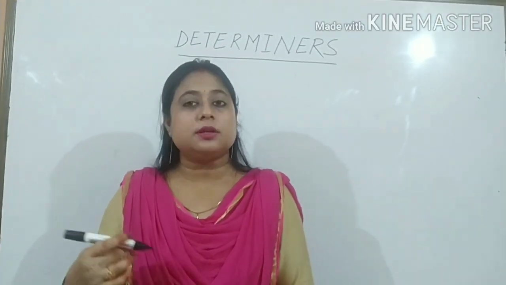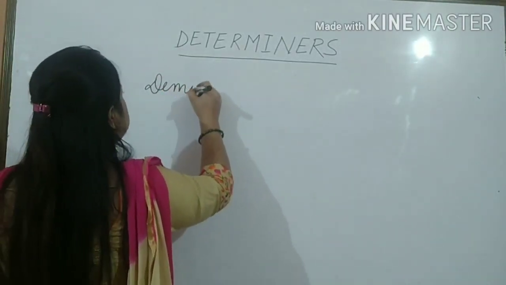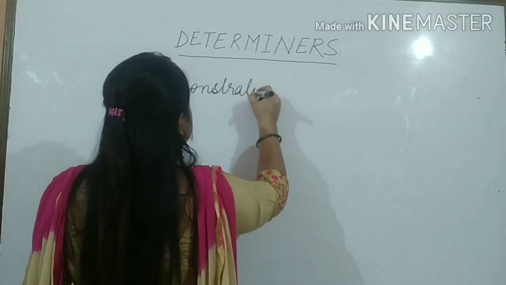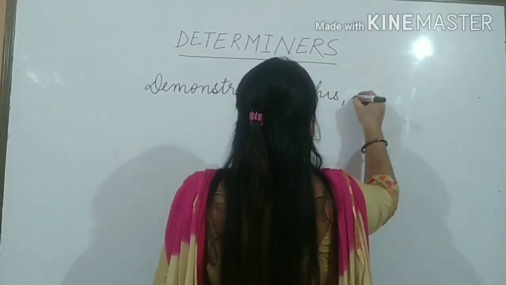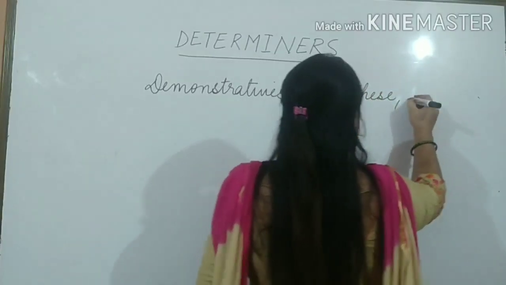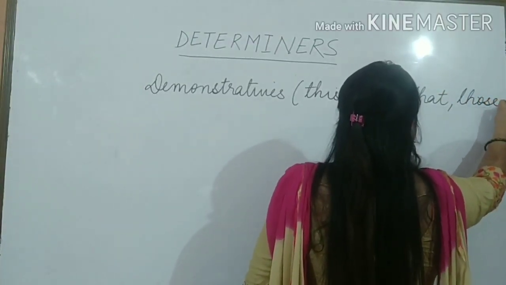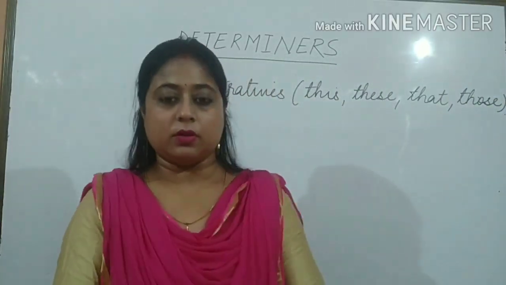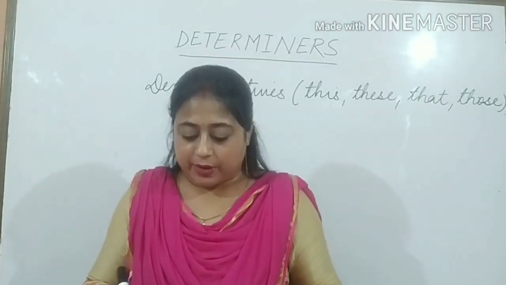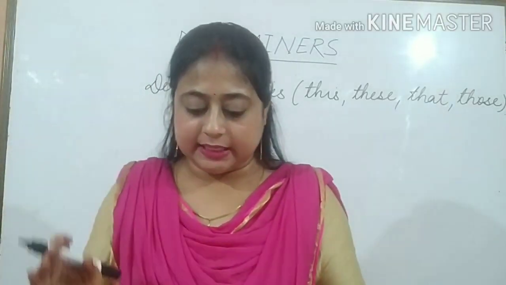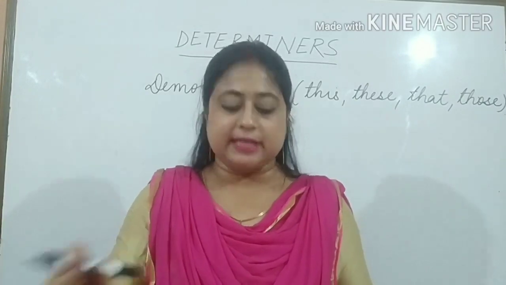Now let's study another kind of determiner, and what was that? Demonstratives. And the words which came under it were this, these, that, and those. Okay. So, when do we use this and these? When we place it before singular nouns and we use it to demonstrate.